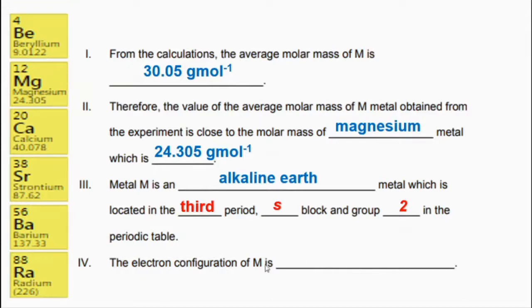And lastly, we are going to determine the electron configuration of M. Since M is magnesium, and we knew that the proton number or atomic number of M is 12, M has 12 electrons. So the electron configuration would be 1s2, 2s2, 2p6, 3s2, and this is the electron configuration of M, since M is magnesium with 12 electrons.